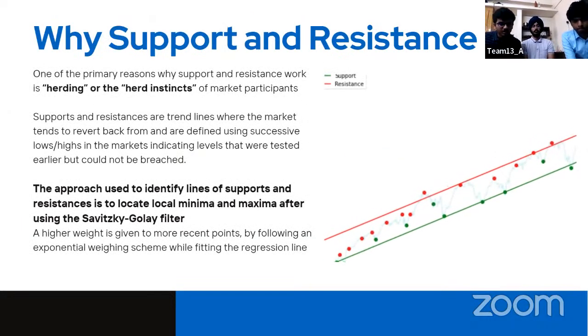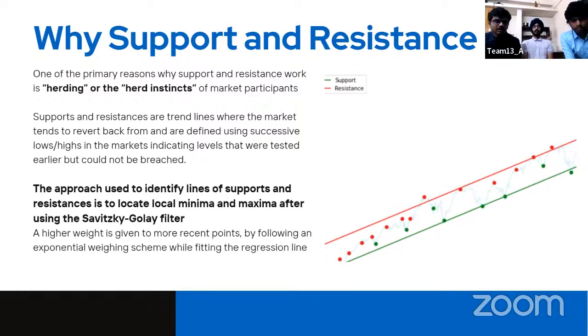So let's move on to support and resistances. Before we go into the details of why support and resistances, I'd like to take a couple of minutes to talk about how we identify and draw these support and resistance lines. First, we use something called a Savitzky-Golay filter, which is used to smoothen the price and eliminate noise. Once we are done with that, we identify the extrema, that is the local minima and local maxima. Once we have the indices of all the extrema, we run a linear regression to fit a line which gives the best fit across the minimas or the maximas.